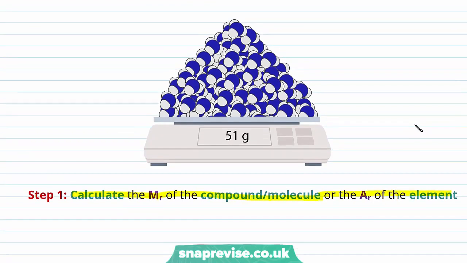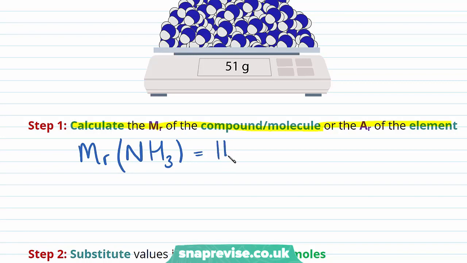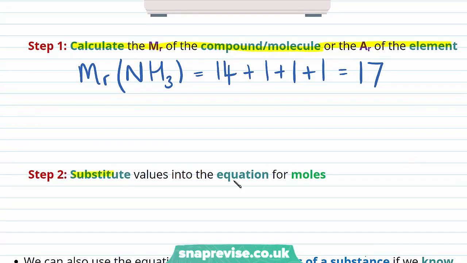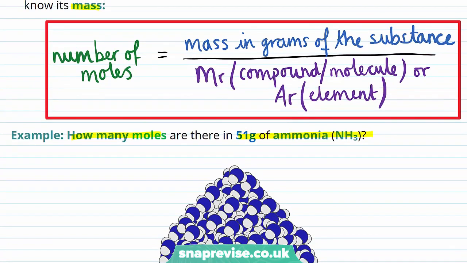In this case, we're talking about a molecule, ammonia, so we're going to find out the relative formula mass by summing the relative atomic masses of the component elements. So, for ammonia, we have 1 lot of nitrogen with a relative atomic mass of 14, and 3 lots of hydrogen, which each have a relative atomic mass of 1, giving us a total of 17. Once we have our relative formula mass, we can substitute our values into our equation for moles, which we defined at the start of this slide, telling us that the number of moles is equal to the mass in grams of the substance divided by the relative formula mass.